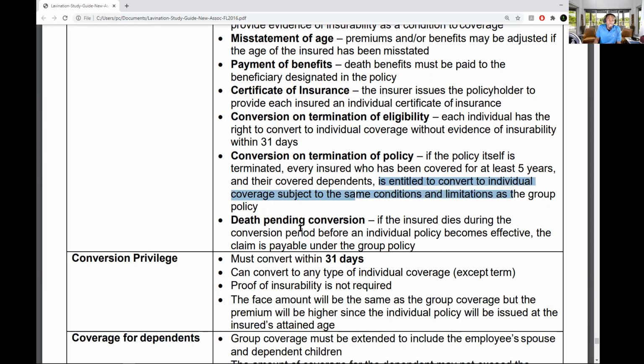Death during conversion. So what happens if the person dies during the conversion? Well, if the insured dies during the conversion period, before an individual policy becomes effective, the claim is payable under the group policy. That's why you sometimes see somebody who is sick, and the family asks the hospital to let the person go. Because if the 31 days pass, they're going to be in trouble because they have no insurance and probably could not qualify for anything, and their family really gets into a bad situation at that point.